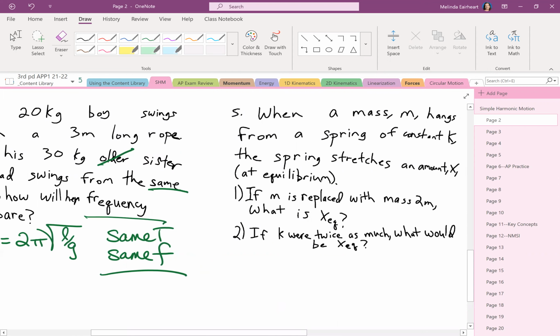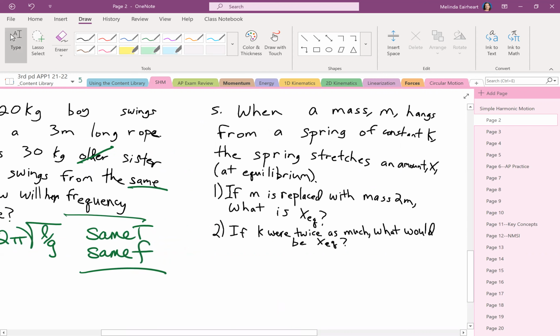And the last one on page 2, when a mass M hangs from a spring, so we're headed back to a spring. By the way, I was looking around my equipment for a spring. I don't know where they are. They're here somewhere. I'll keep trying to find one. But hopefully you are familiar with springs, right?